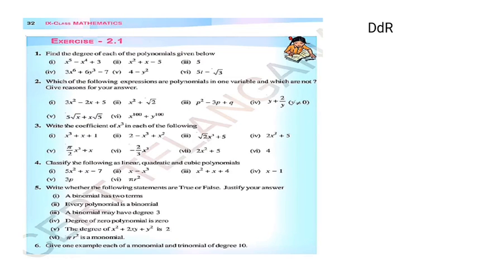Next, fifth bit, some statements are given, you have to say whether true or false and justify your answer. And the sixth one is very simple: give an example each of a monomial and a trinomial of degree 10. So the first exercise is very simple. Do it yourself, all of you.